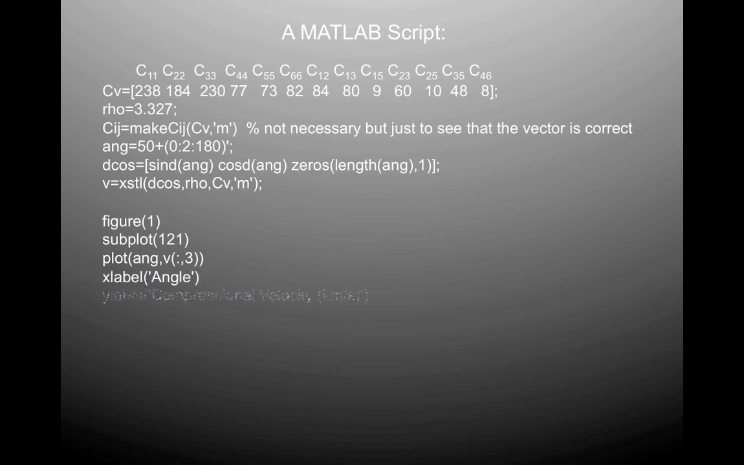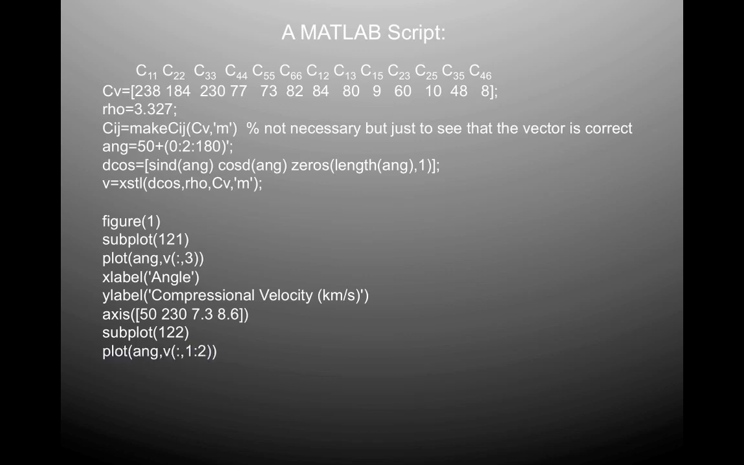Let's add some labels to the plot. Let's tell it what axes limits we want, angles from 50 to 230 and velocities from 7.3 to 8.6. Now that we've plotted compressional velocities, let's plot the shear wave velocities by plotting to the second of our side-by-side windows. Now here is the command that will plot the first two columns of the velocity matrix. So colon comma 1 to 2 gives us just the first two shear wave velocities. And again, we put in some labels. And we're done.